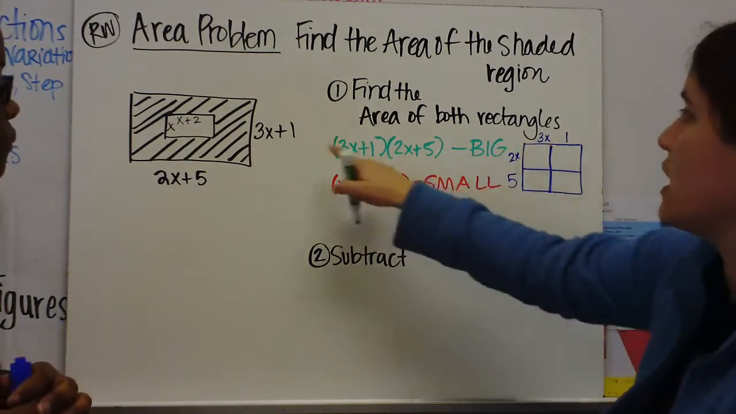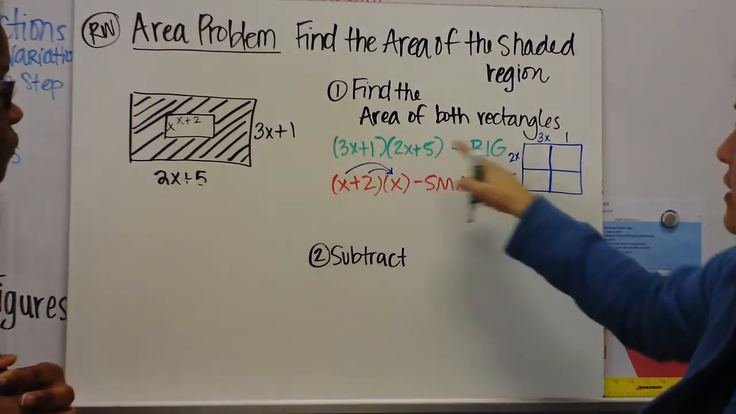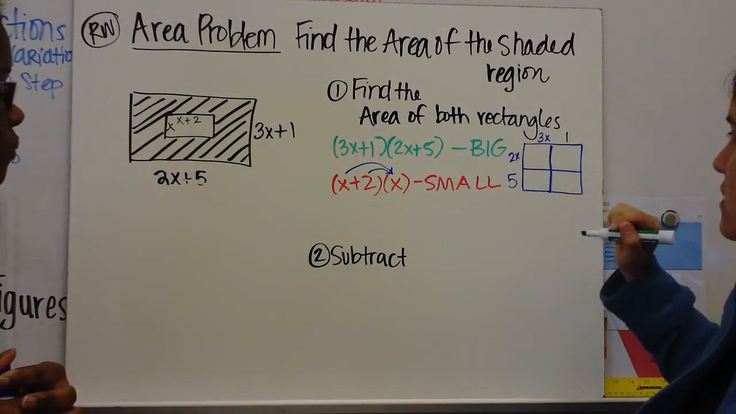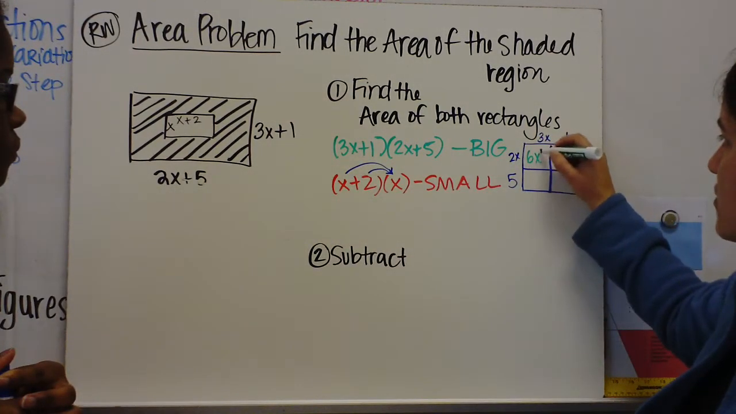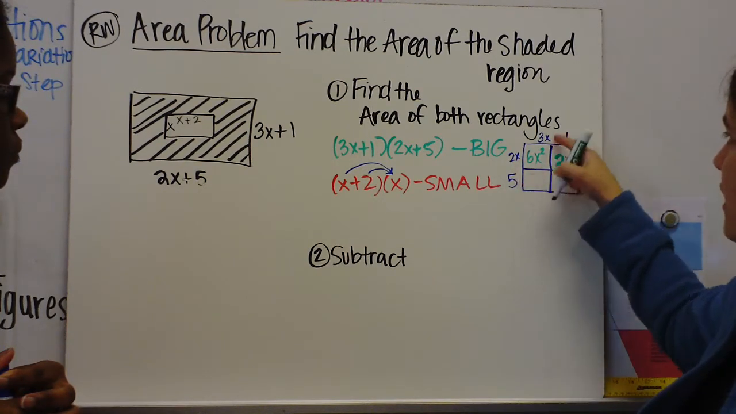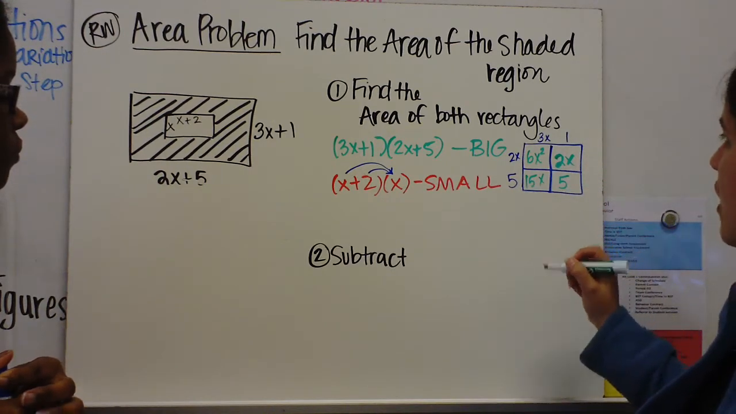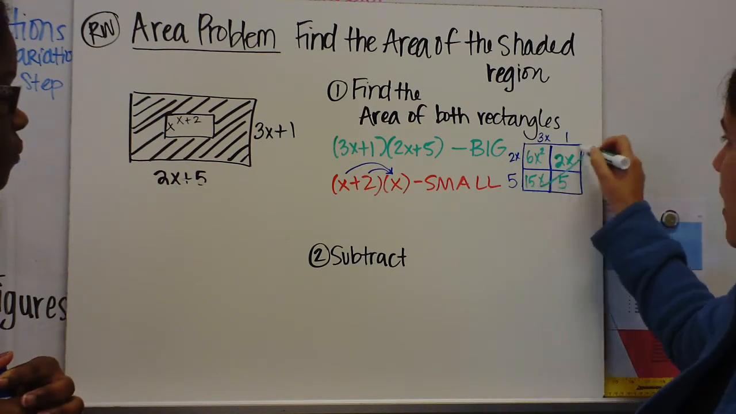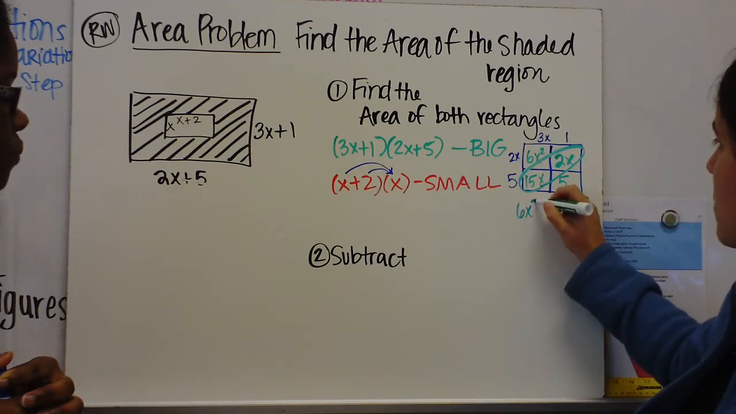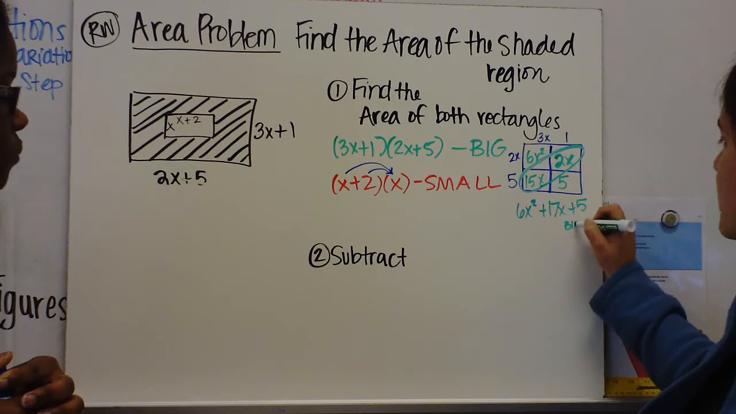So you see the big rectangle, 2x plus 5 and 3x plus 1. I've already written out my box method, and I'm going to multiply. I get 6x squared and 2x, 2 times 1 is 2x, 5 times 3x is 15x, and 5 times 1 is 5. Once I get all of that and I combine my like terms, I get 6x squared plus 17x plus 5 for the big rectangle.